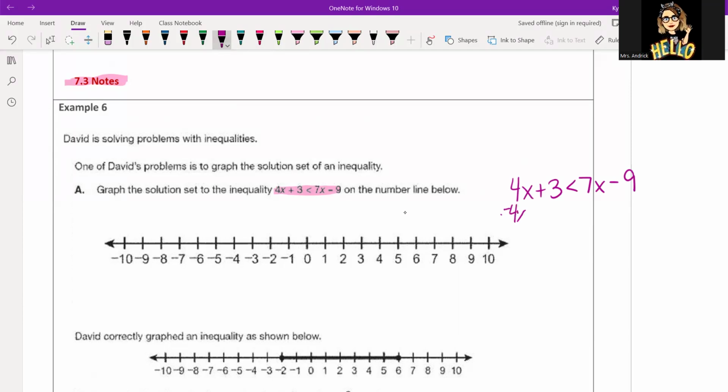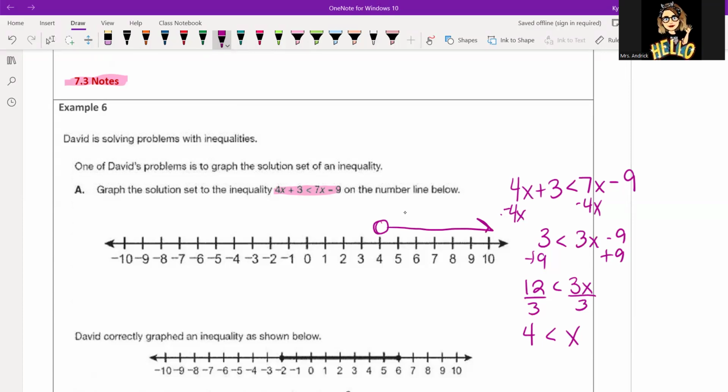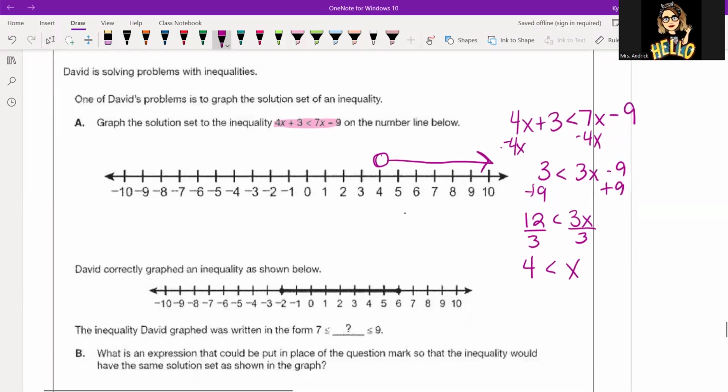So I'm going to subtract 4x. We have 3 is less than 3x minus 9. Add your 9. 12 is less than 3x, divide by 3. X is greater than 4. So we're going to do an open circle, greater than 4. Okay, so that's our answer to the first one.